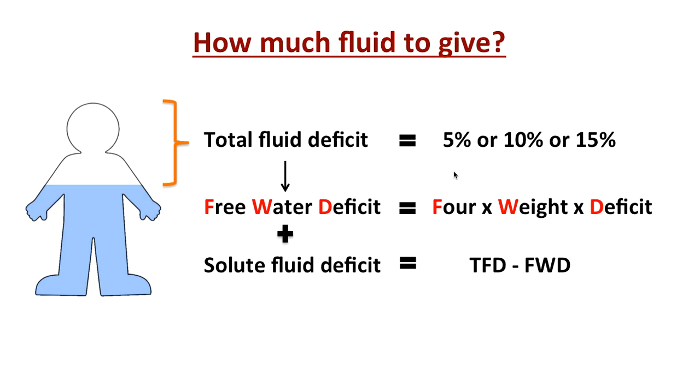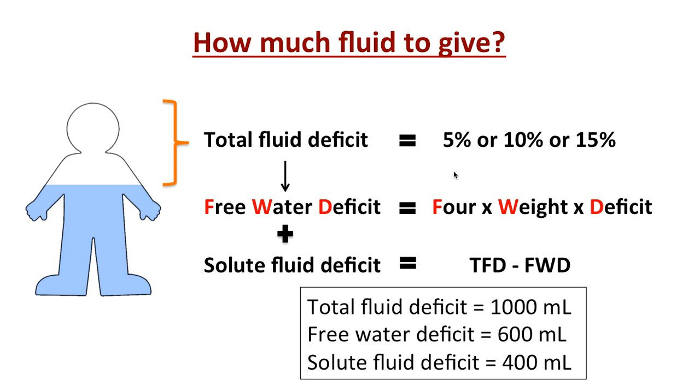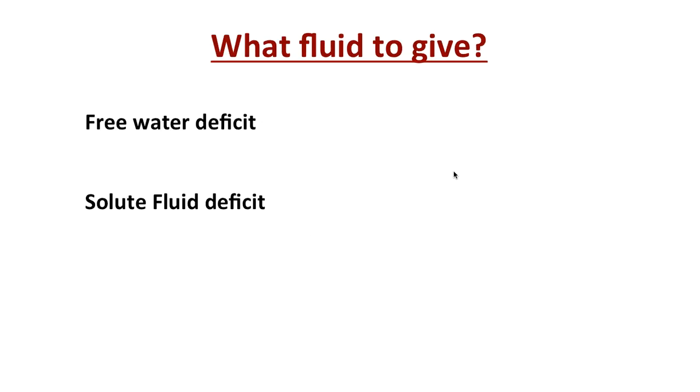And then you can easily calculate solute fluid deficit by subtracting free water deficit from the total fluid deficit, right? So suppose a patient is having a total fluid loss of 1000 ml and you get your free water deficit by the above formula to be 600 ml, then your solute fluid deficit will automatically be 400 ml. So easy. Now what kind of fluid is to be given? Free water deficit, we know that it is just plain or distilled water without any electrolytes in it. So it is just distilled water.